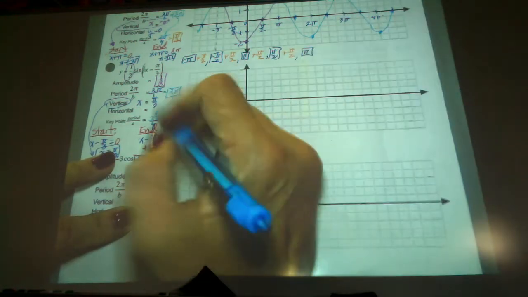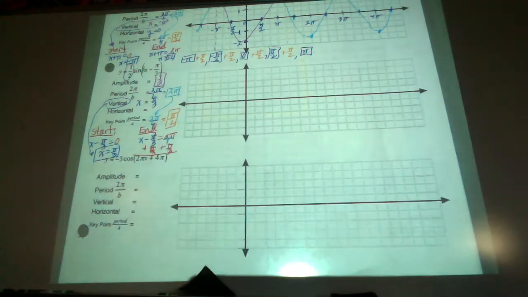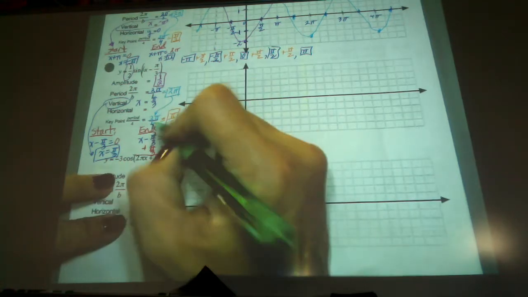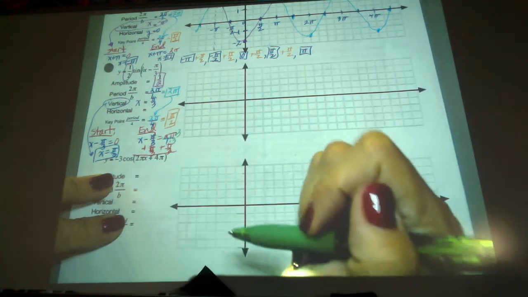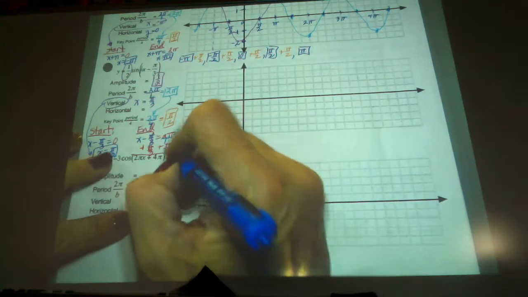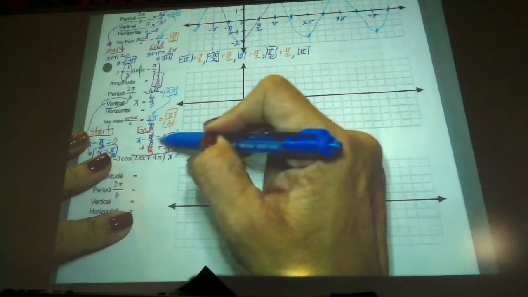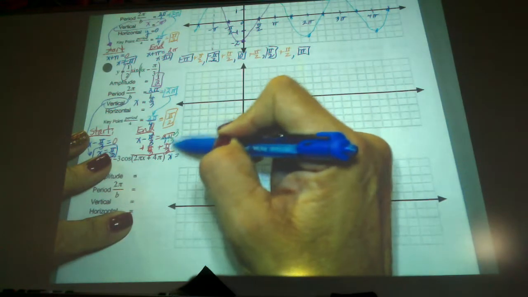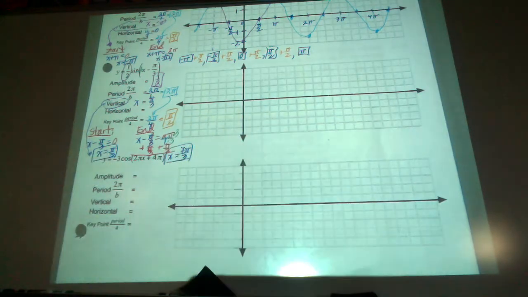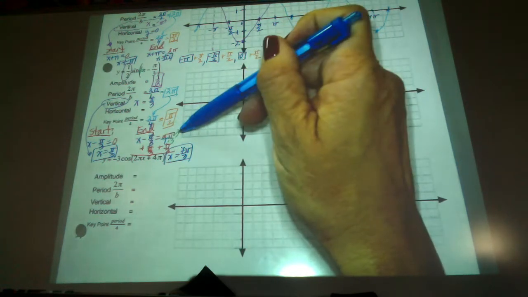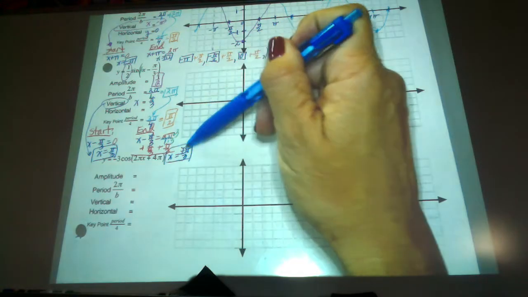So you should be putting the 2 pi over 1. What's the least common denominator between 1 and 3? 3. So I would be multiplying this by 3 and this by 3, and that one stays the same. So my actual end is going to be at x equals, this is 6 pi plus a pi. So isn't that 7 pi over 3? Are you okay with that? 6 pi, 2 pi times 3, 6 pi plus 1 pi gives you 7 pi over 3.